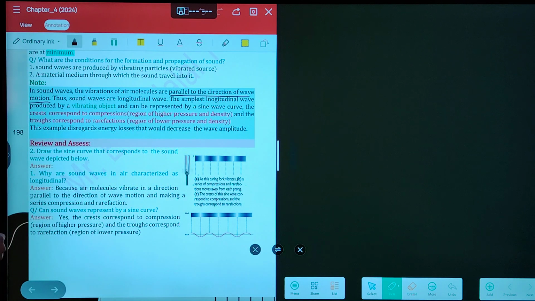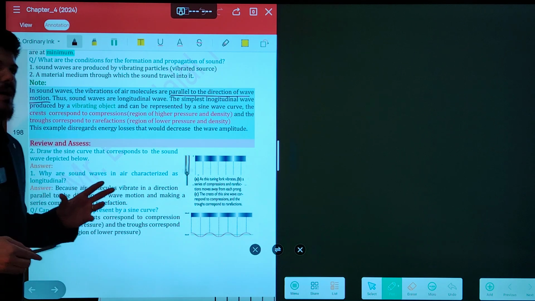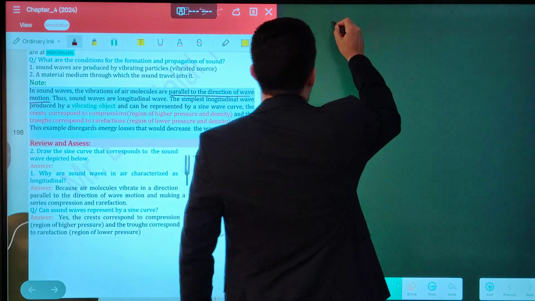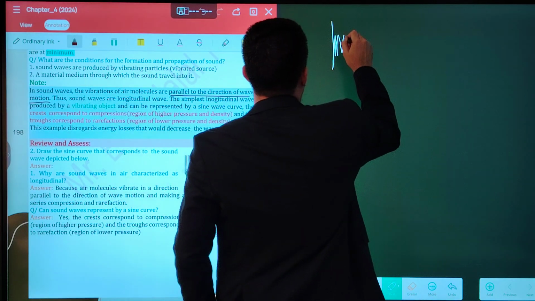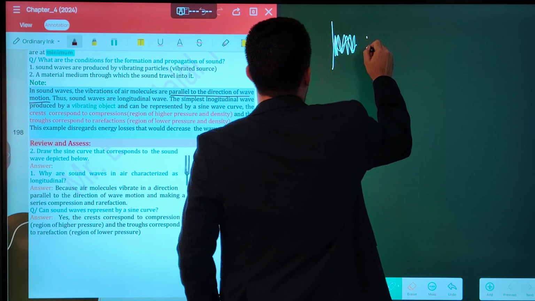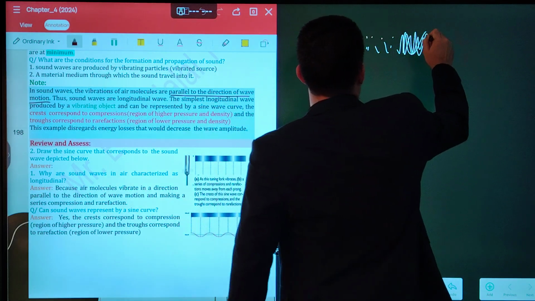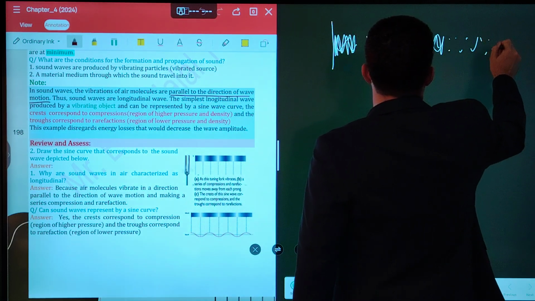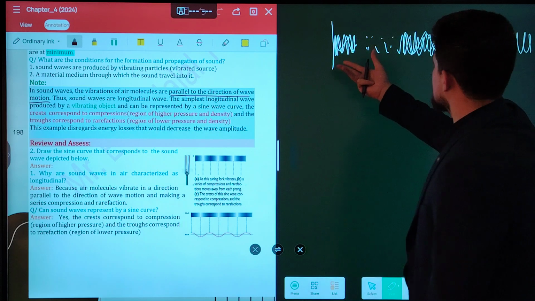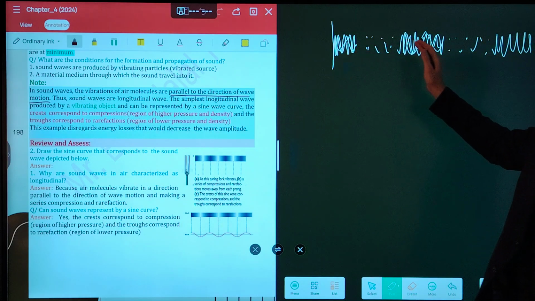The simplest longitudinal wave produced by a vibrating object can be represented by a sine wave. Can we represent the longitudinal wave as a sine wave? Yes, of course. What is this? This is compression and rarefaction. This is a sound wave, consisting of compression and rarefaction.